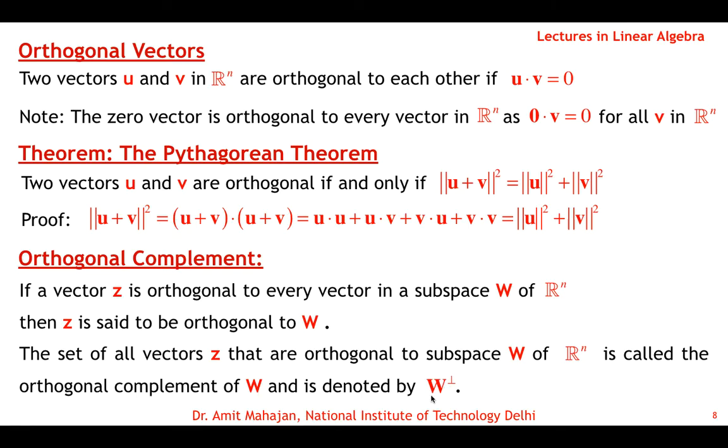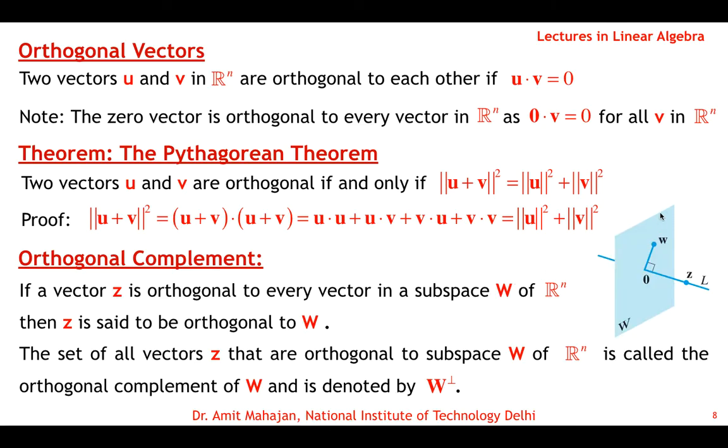Okay, so W perpendicular is the orthogonal complement of W. That means if you take any vector in W and any vector in W perpendicular, their dot product is 0. So if x belongs to W and y belongs to W perpendicular, then x dot y is 0.